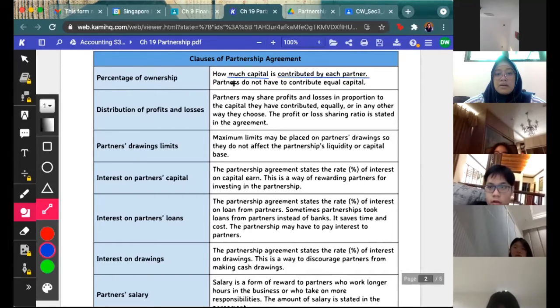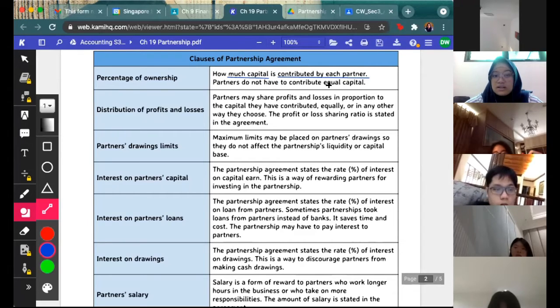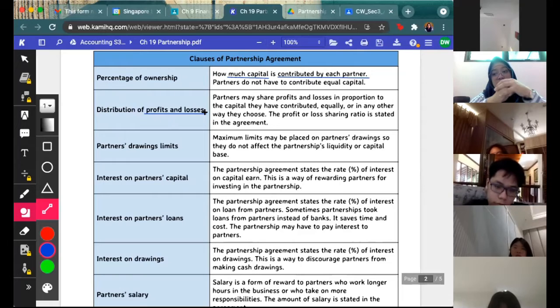Partners do not have to contribute equal capital. Sometimes partners contribute equally, but sometimes they do not. So equal capital contribution is not mandatory. It depends on the partnership. Number two, distribution of profits and losses. This is very important because they joined together to make profits. So how to share the profits and losses has to be stated in the partnership agreement.